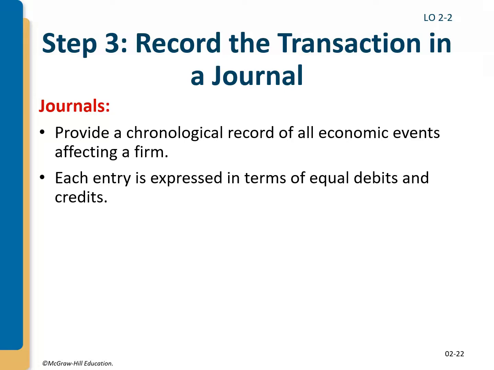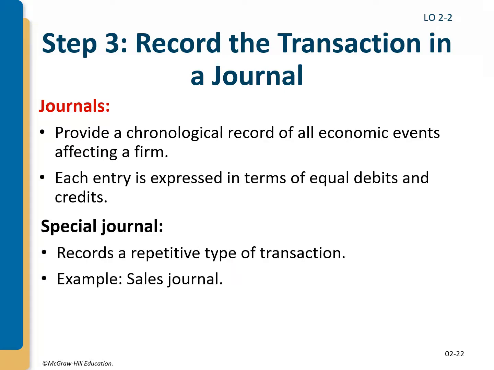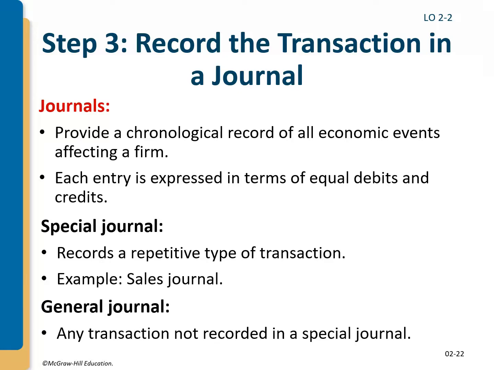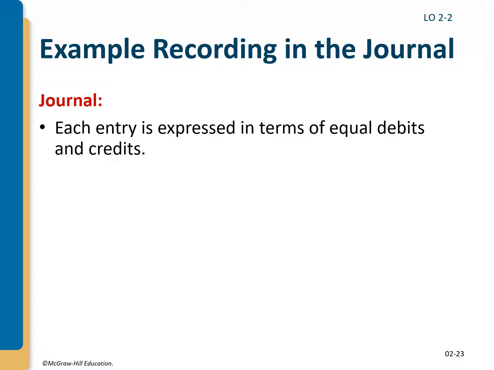Remember, a journal provides a chronological record of all the economic events, and they are recorded as a journal entry first. After each transaction, your debits and credits must equal. There are special journals, but I don't talk about them. We generally will use a general journal for all of our transactions. Each entry is expressed, like we said, in terms of equal debits and credits.